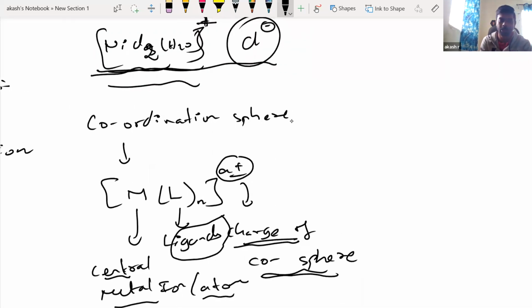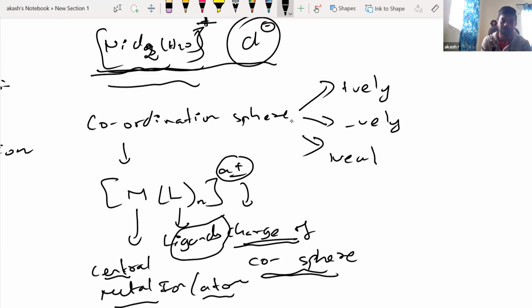Now, depending on the charge of the coordination sphere, you will be able to classify them into three types. It can be a positively charged coordination sphere, a negatively charged coordination sphere, or a neutral coordination sphere. I think from the name itself we can understand. We can have either a negative charge or a positive charge, or it can have zero charge on the coordination sphere. Depending on that, I'll be able to classify it.